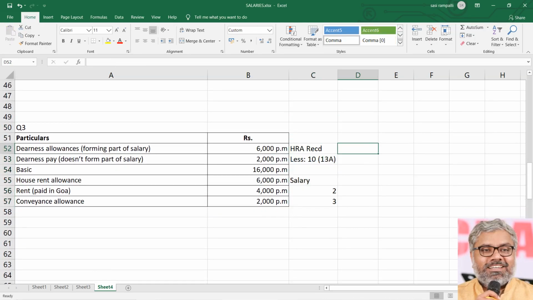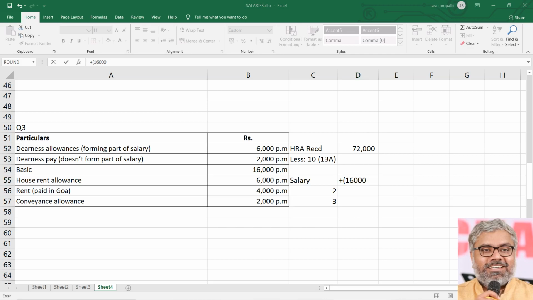So again, HRA received in question number 3 was 6,000 rupees per month, which means 72,000 rupees per annum. Exemption, how much is that, we don't know, but taxable will be the remaining amount. Exemption, let us calculate. For that purpose, let us take salary first. Salary once again is same: basic plus DA forming part of salary, plus commission as a percentage of turnover. Only those three, nothing else will be included.